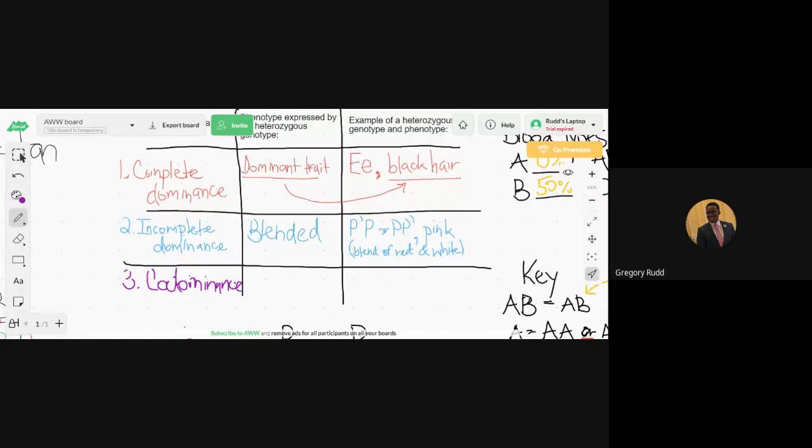The phenotype that is expressed by the heterozygous genotype is not blended. We don't end up with a mixture of the two. We end up with both being expressed.